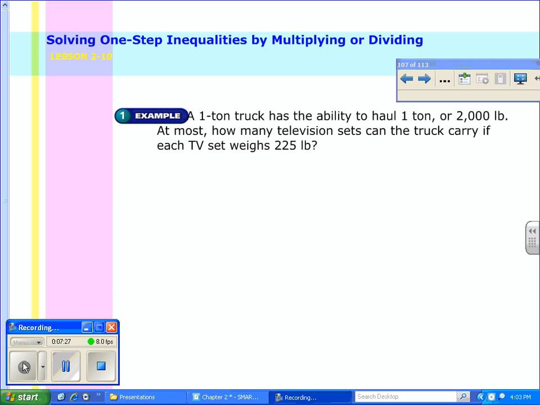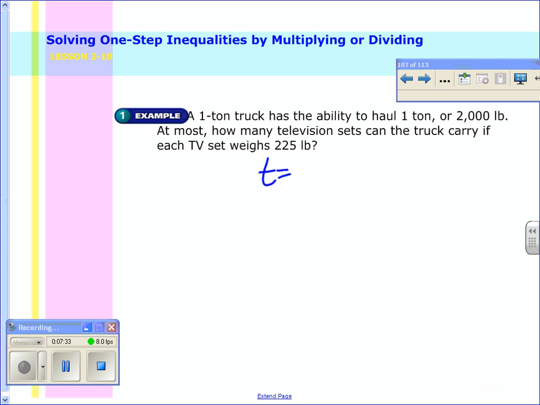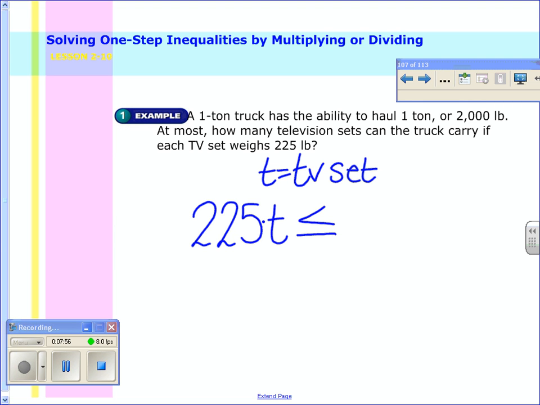All right, let's try to set this one up. We're going to talk about TVs, and I'm going to use the variable T to stand for every single TV set, because we don't know how many we're hauling. But what we do know is each TV weighs 225 pounds. So I'm going to have 225 times T, because each TV times 225 will tell you the total weight. Now this has to be less than or equal to 2,000 pounds. You have to use 2,000 here because this 225 is in pounds, so you want to keep the units the same. So that's how you should have set it up.